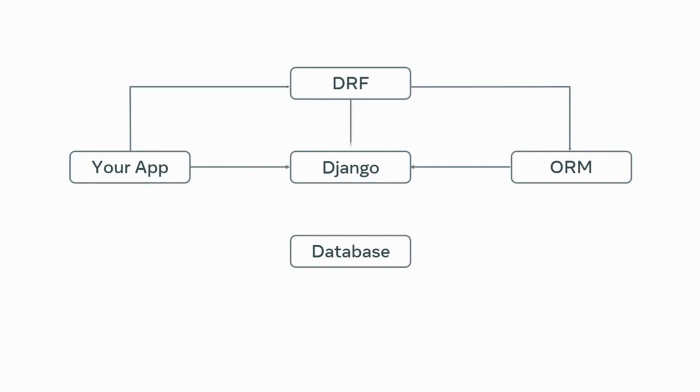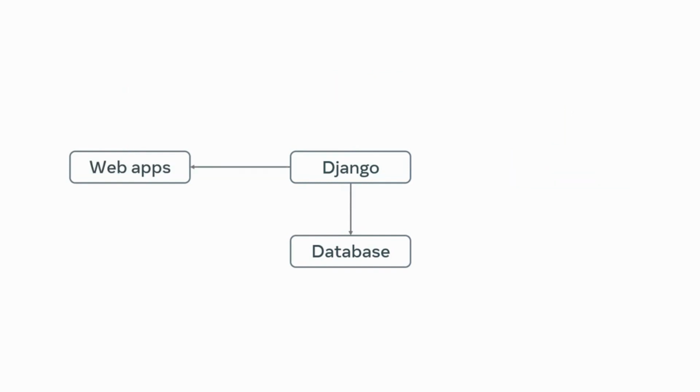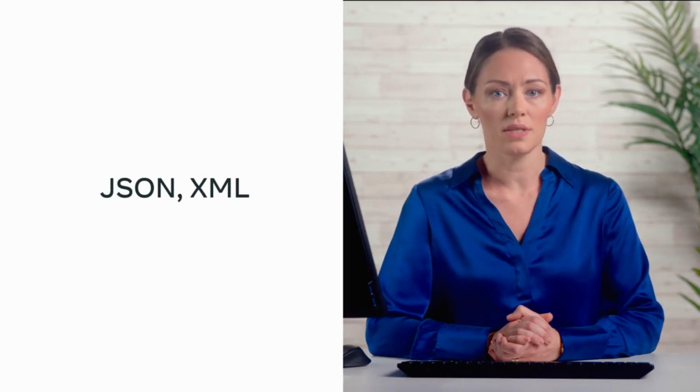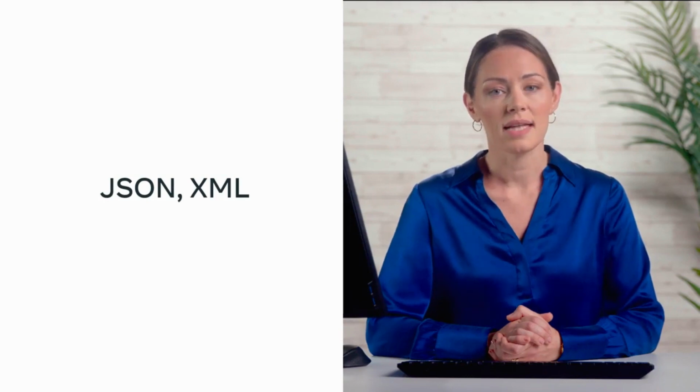DRF is a Django utility app that bridges your regular Django app, the Django framework, and the Object Relational Mapping or ORM library, which communicates with the database. Although Django's built-in templating system is great for developing web applications, DRF provides more functionalities. Because when it comes to API development, you need to be able to deal with other data types, like JSON and XML, and this is where DRF comes in handy.